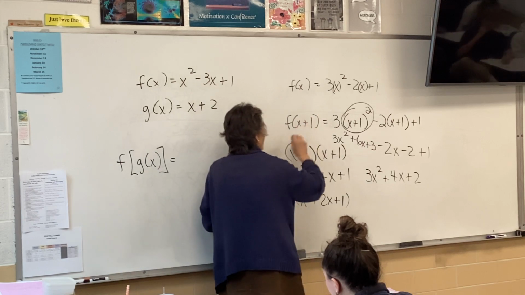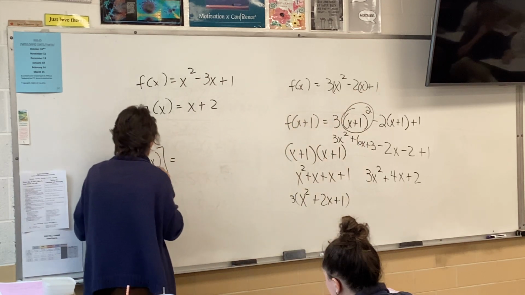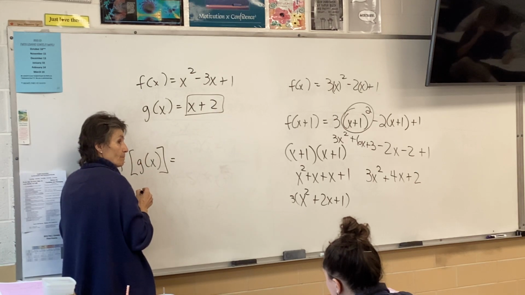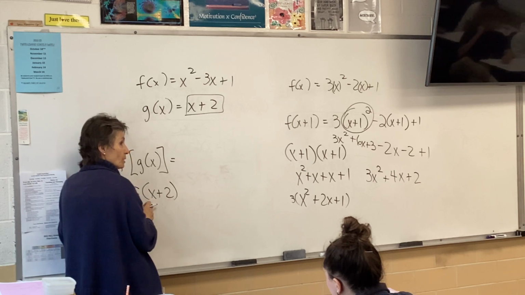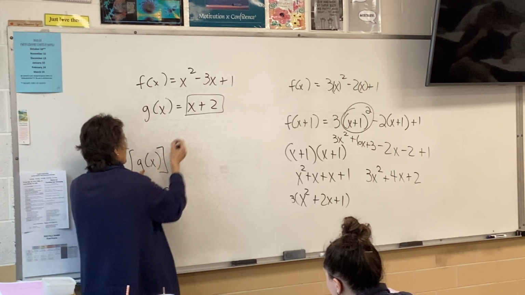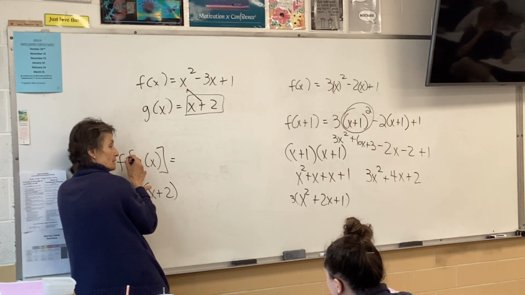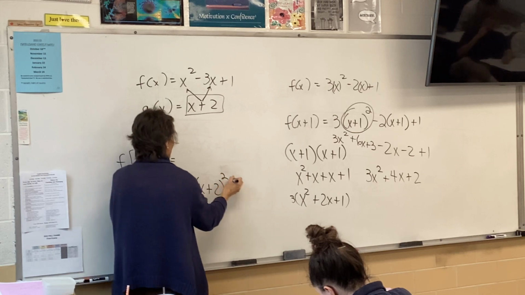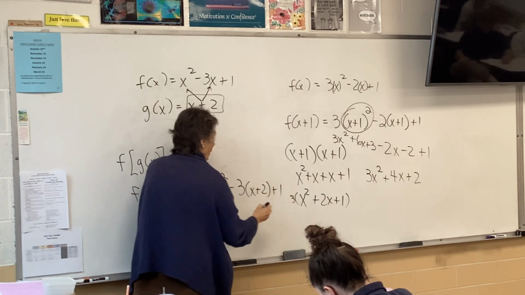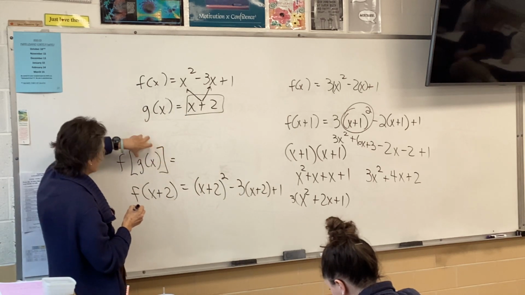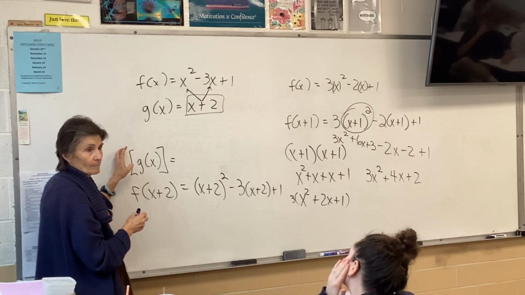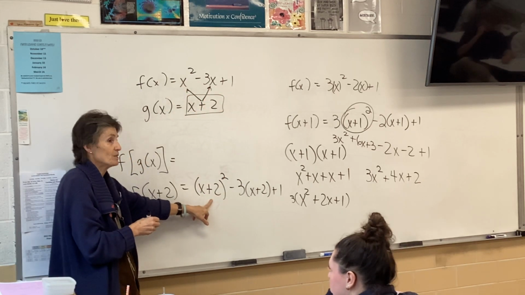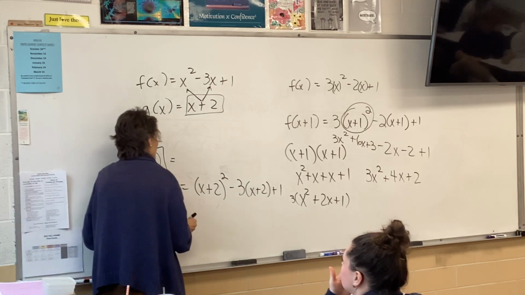This one we took x plus 1 and plugged it in for the x's. Here, we're gonna take whatever the g function is. Well, the g function is x plus 2. So we're gonna take x plus 2 and plug it into our f function. This says put g into f. So we're gonna get (x plus 2) squared minus 3(x plus 2) plus 1. Put g into f. That's g, so that goes in here and here. All right, what do we do right here? We just did it. FOIL, that's a FOIL. So (x plus 2)(x plus 2).